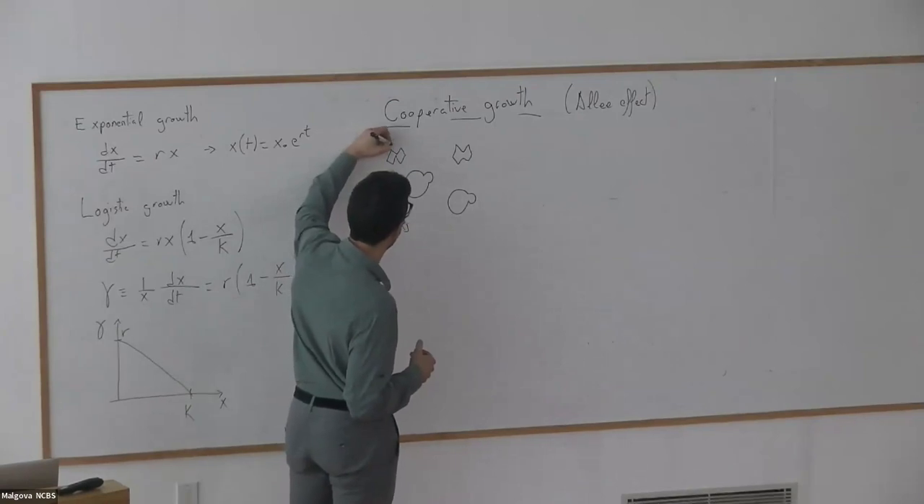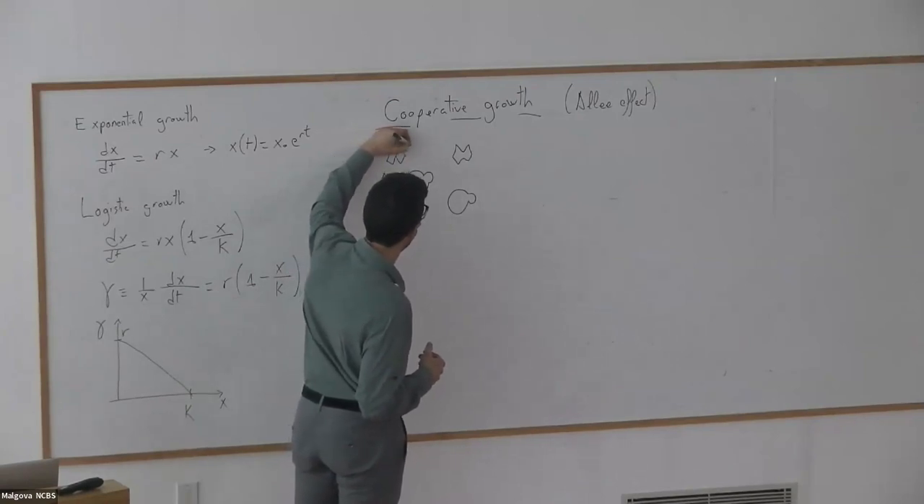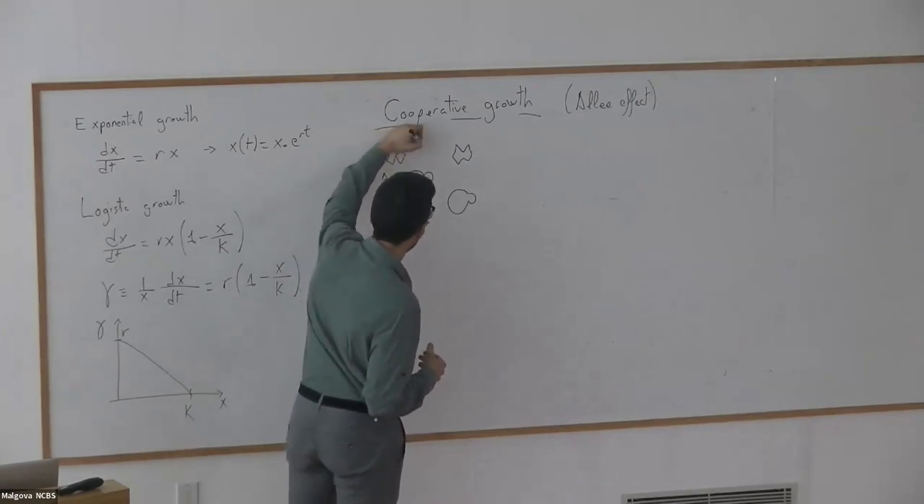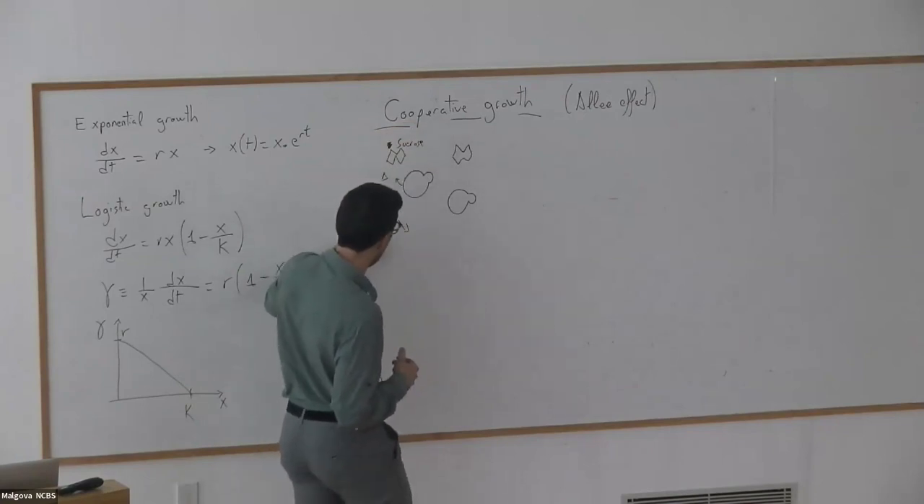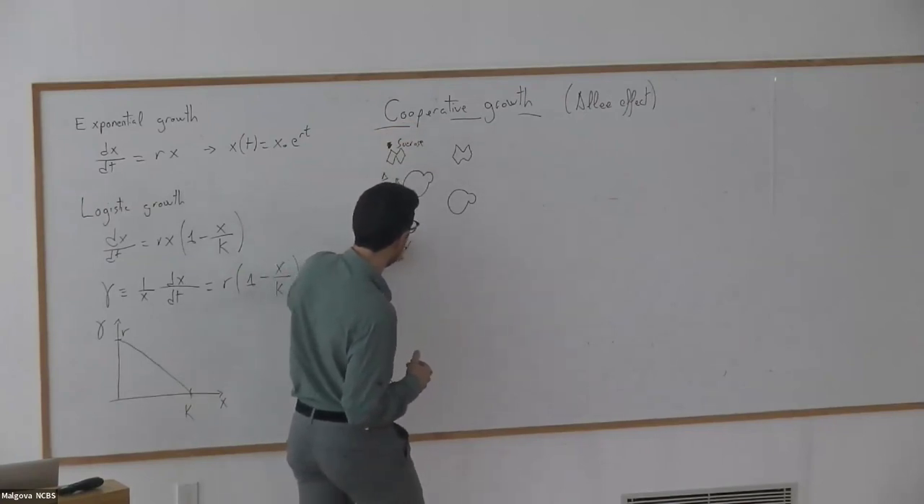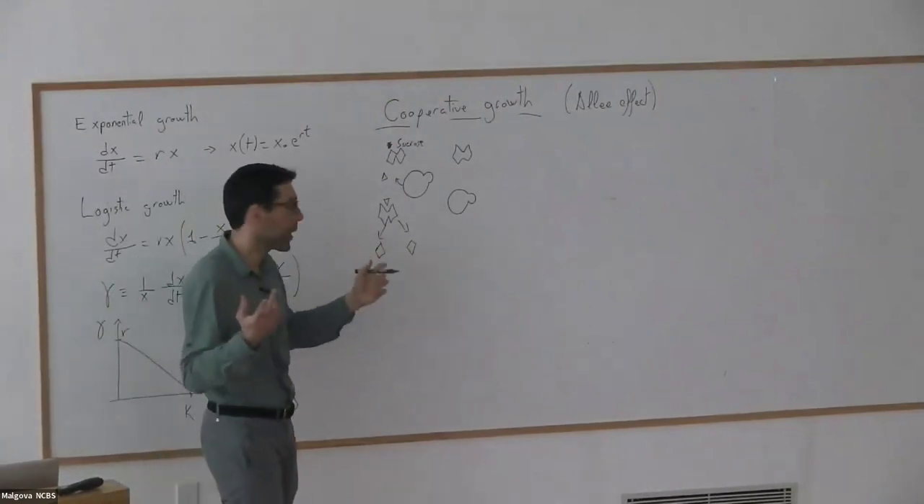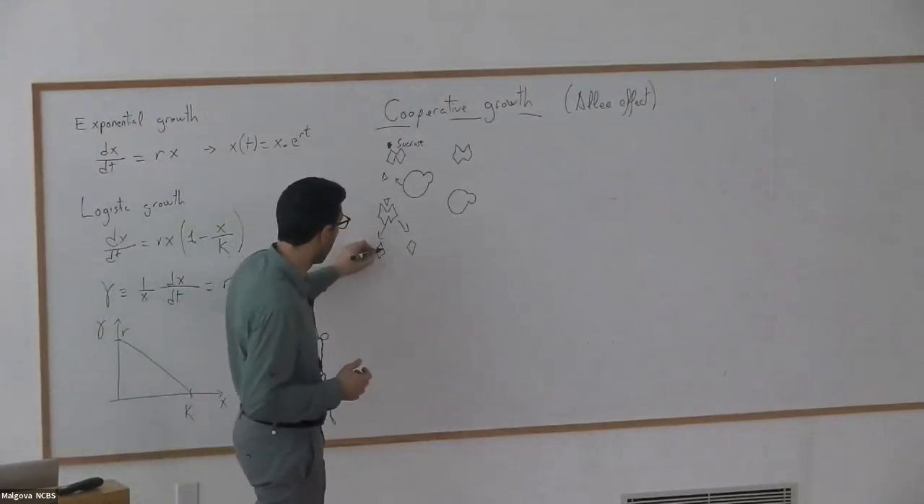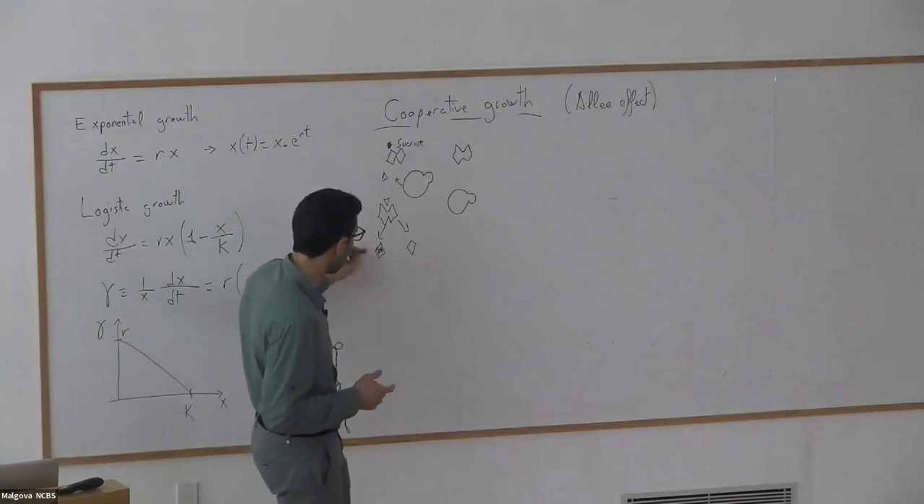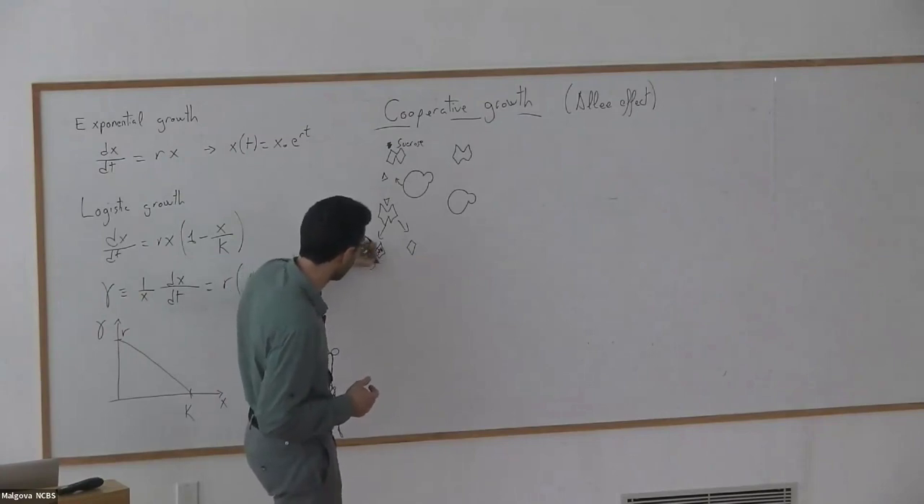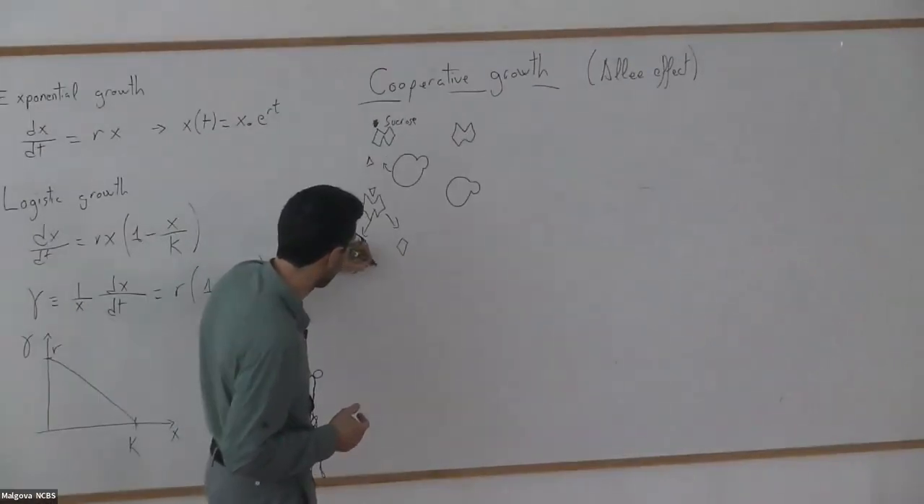So here we have sucrose. And what the enzyme that each cell is secreting does is to digest it into two simple carbon sources that are glucose and fructose.